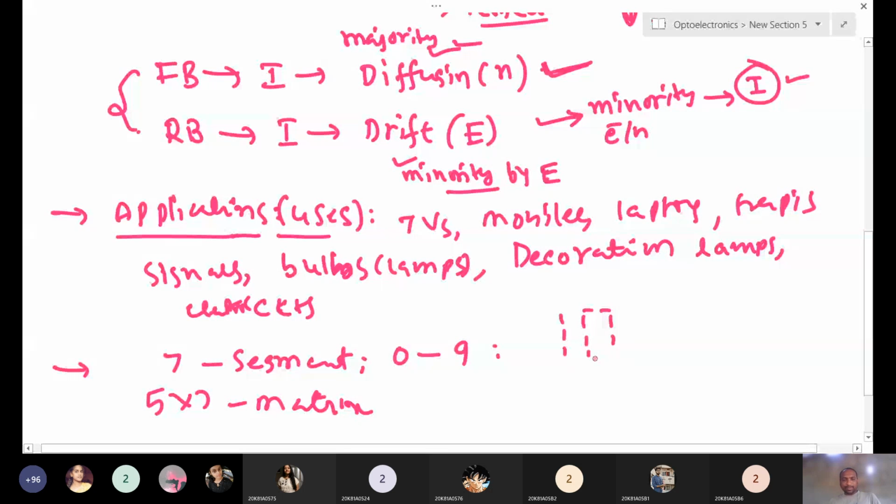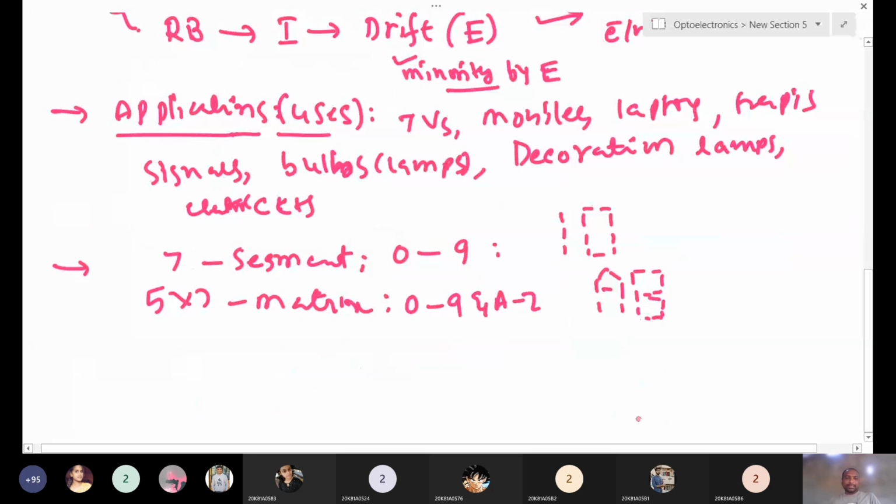But in 5 by 7 matrix, here you can write 0 to 9 and A to Z, alphanumerics. Suppose you want to write A, you can write A like this. If you want B, you can arrange LEDs systematically and get it. Whatever design, number or word you want, you can write on the display boards. These are two methods, 7 segment and 5 by 7 matrix, and these are applications.